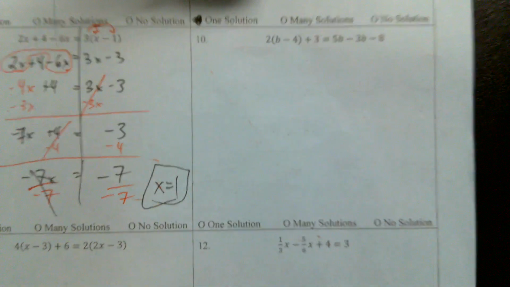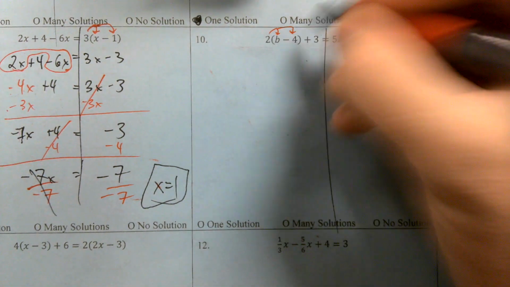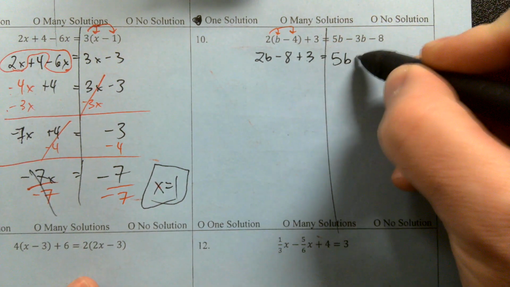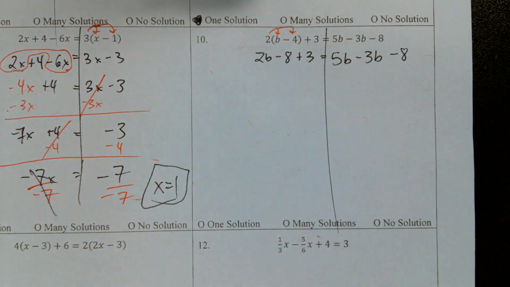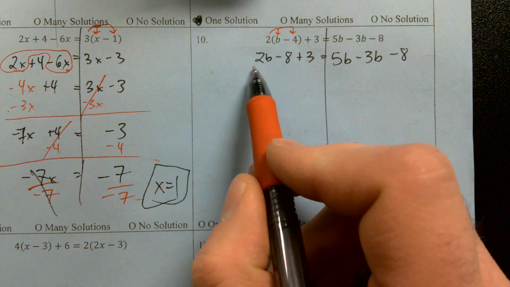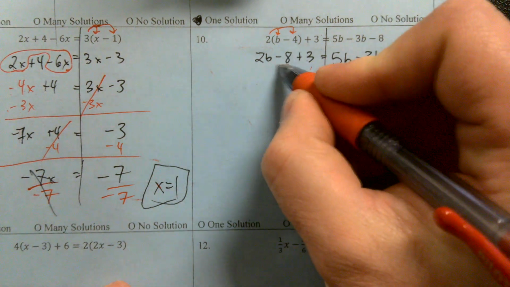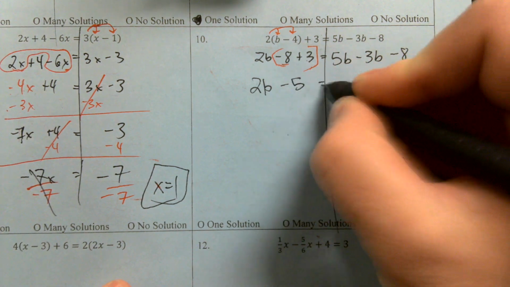Over to 10. Picking up speed now. I'm going to distribute my 2 to the b and negative 4. I get 2b minus 8 plus 3 equals 5b minus 3b minus 8. Again, that's way too many terms. I should only have 2 on the left, 2 on the right. So that means I've got to combine. Is there anything on the left I can combine this 2b with? No. Can I combine negative 8 with something? Yeah, the 3. Negative 8 plus 3 gives me negative 5.